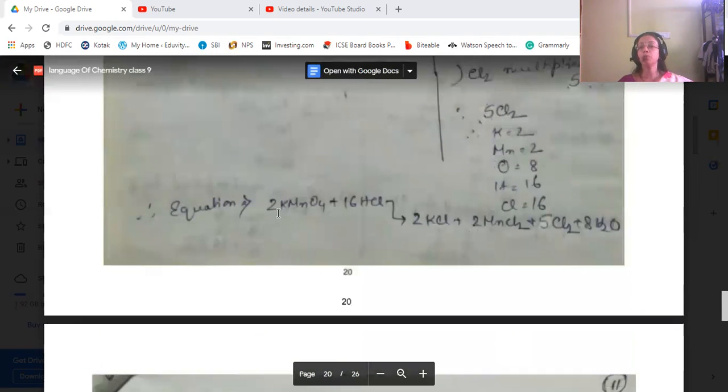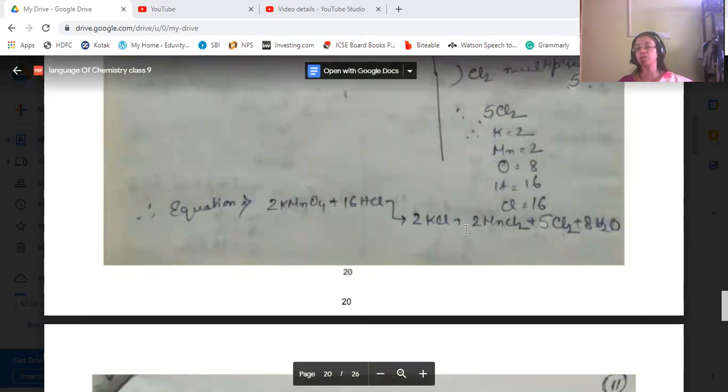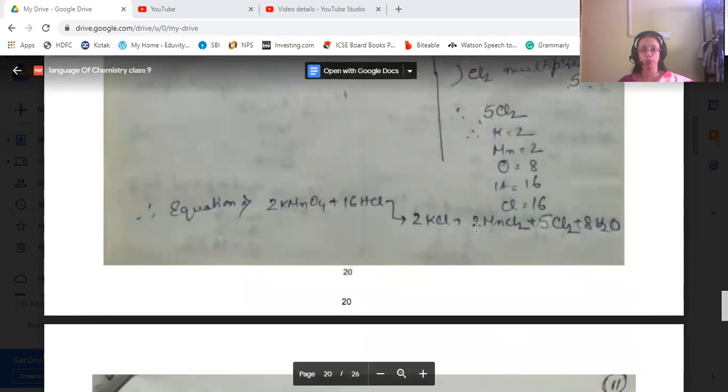Okay, that means the equation stands in this way: 2KMnO4 plus 16 HCl gives us 2KCl plus 2MnCl2 plus 5Cl2 plus 8H2O.